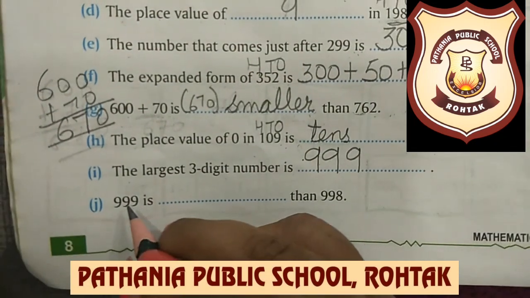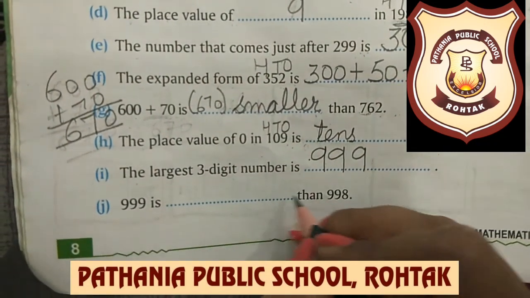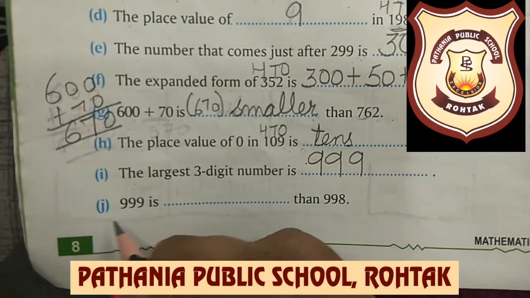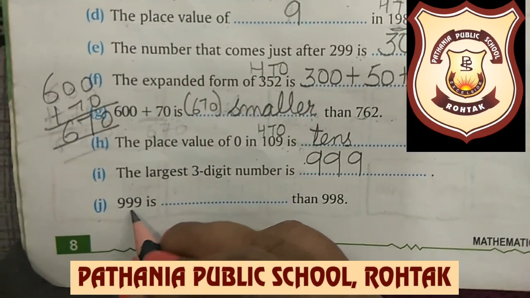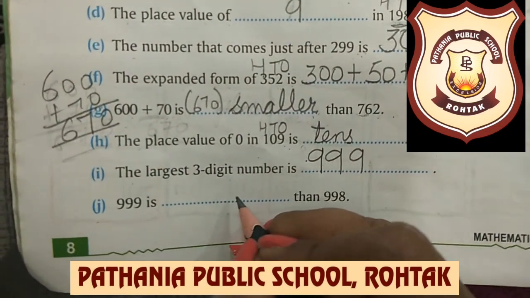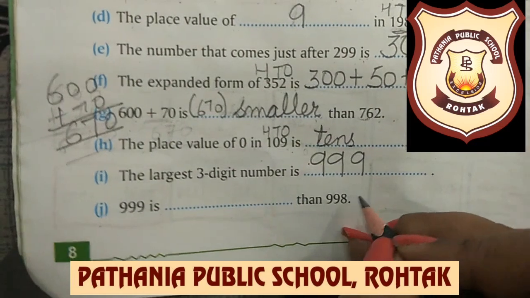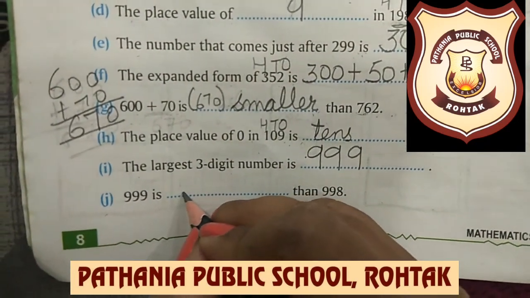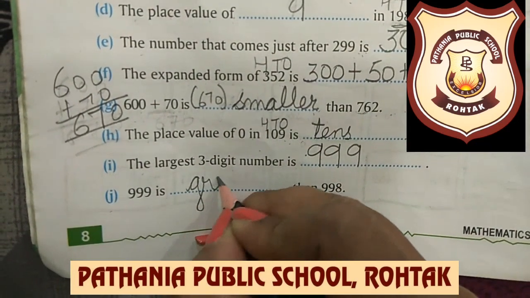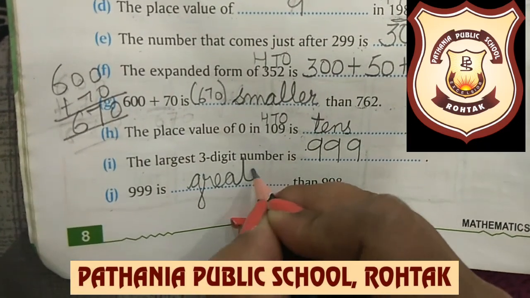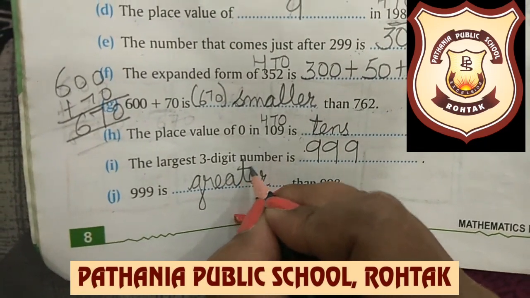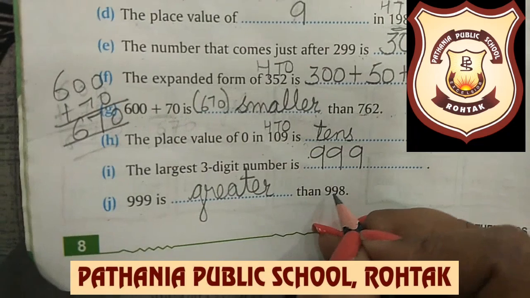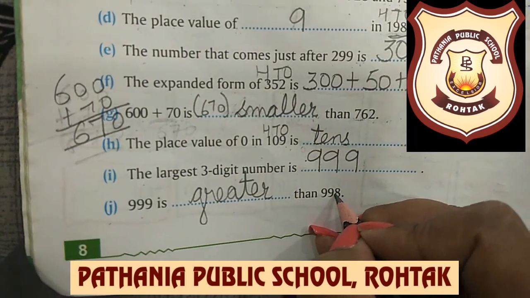Now 999 is dash than 998. Now the J part is asking whether 999 is smaller than or greater than 998. Yes, it is greater than 998. Why? Because 999 comes after 998 in the counting.